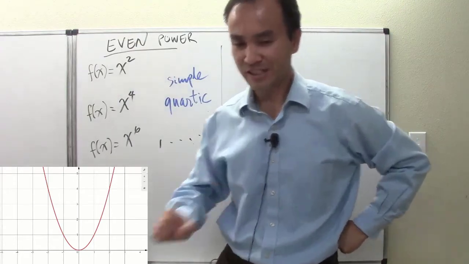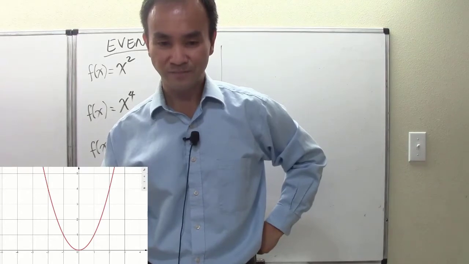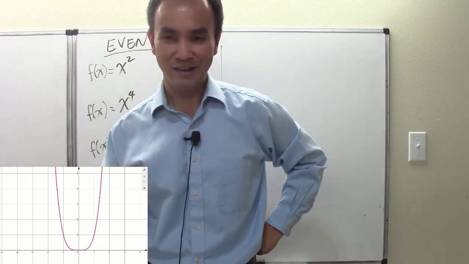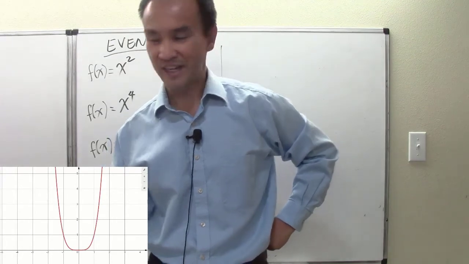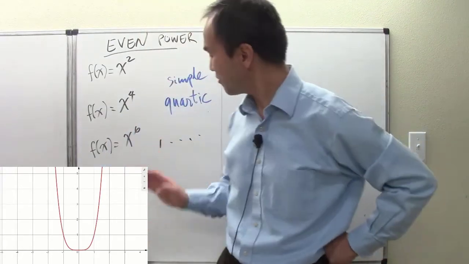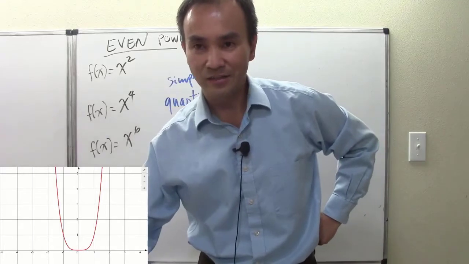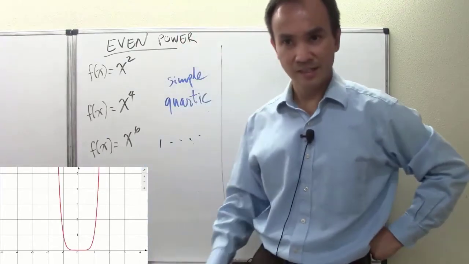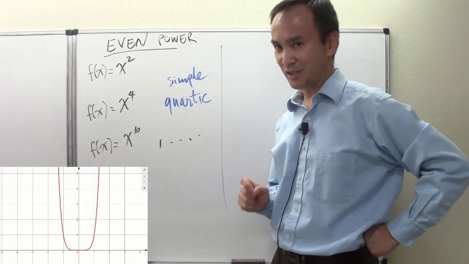Okay, let's continue. So this is x squared. That was x to the fourth. And so now let's observe x to the sixth right here that I wrote on my board. All right, so observe the graph. This is x to the sixth. It looks almost identical to x to the fourth.